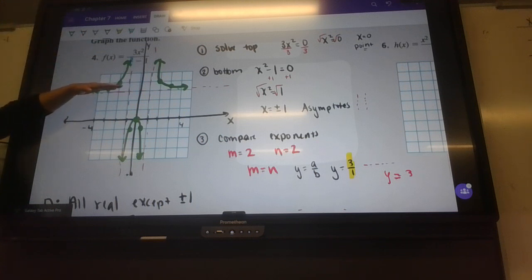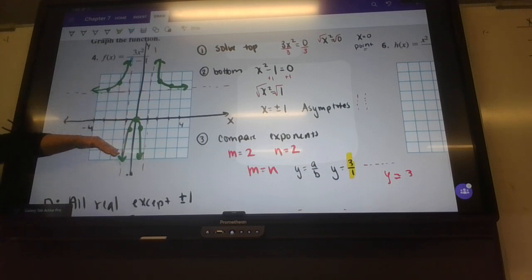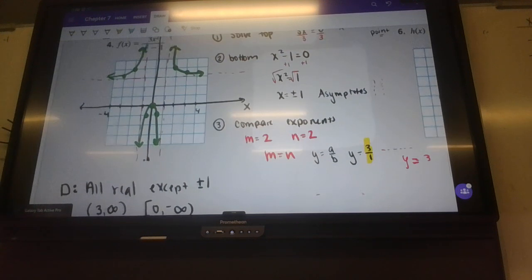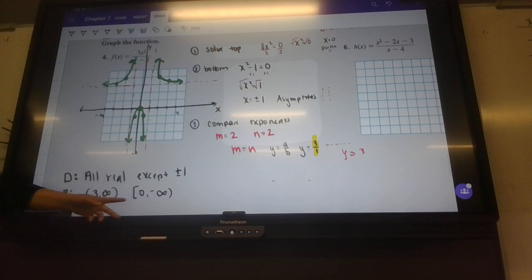Then there's a big gap where the y value does not exist between 3 and 0. And then starting at 0, including 0, it goes down to infinity. So it's kind of cool. We got parentheses in one bracket. 3 to infinity, not including 3. 0 to negative infinity, including 0. Interesting domain and range.